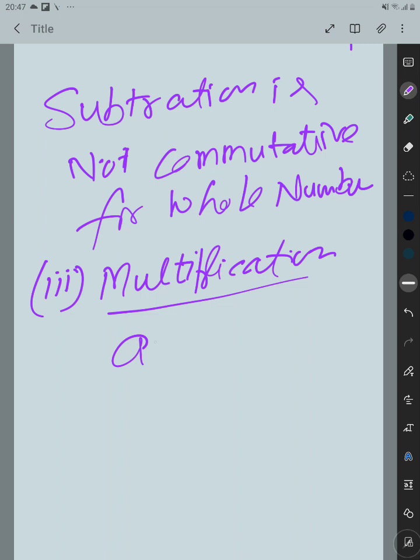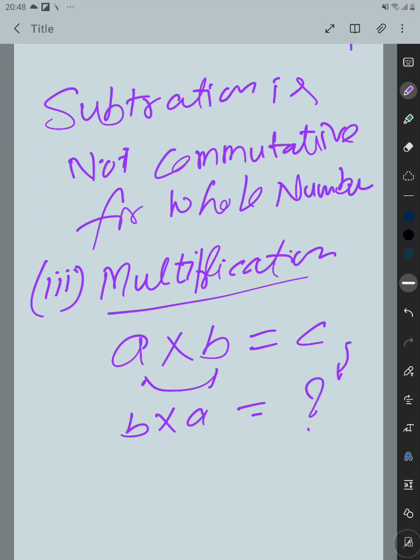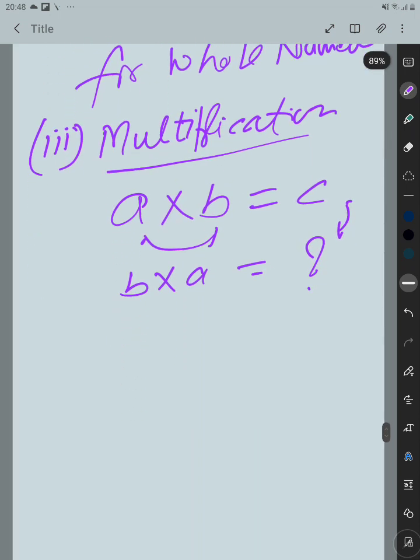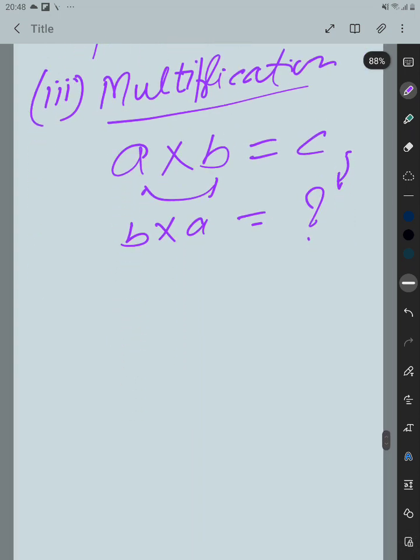Okay, so let's explain it. Suppose we are multiplying A, a whole number, by B, and we get C. If we change the order, meaning B multiplied by A, what will we get? Will it be C or something else? If it is C, then it is commutative for multiplication. Let's see. You can take any number.